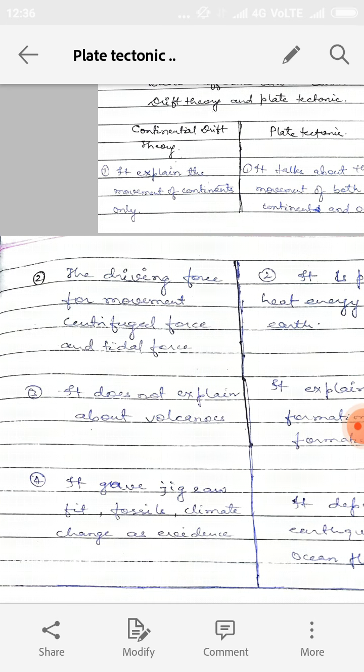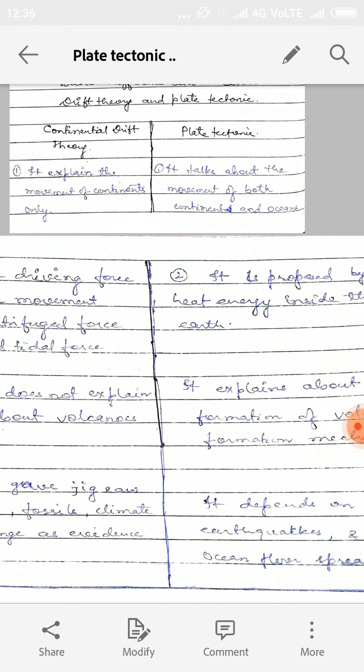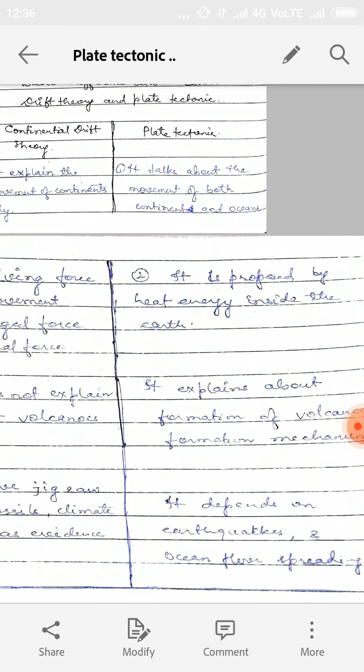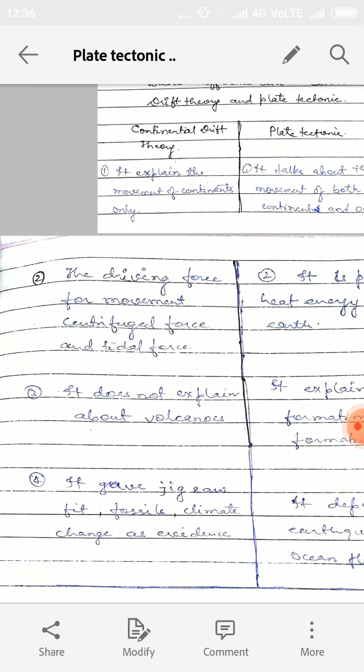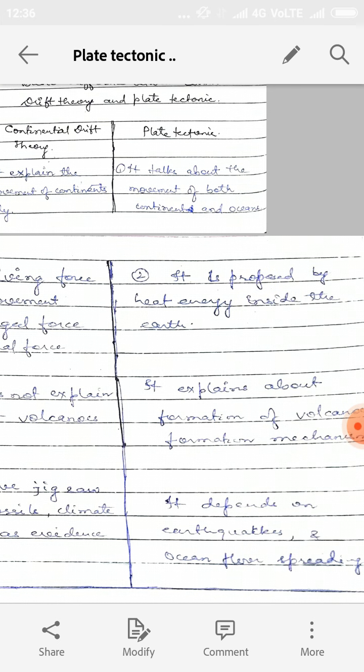Third, continental drift does not explain volcanoes, while plate tectonics explains the formation of volcanoes and the mechanisms of their formation. Fourth, continental drift gives the jigsaw fit, fossils, and climate change as evidence. In plate tectonics, it depends on earthquakes and ocean floor spreading.